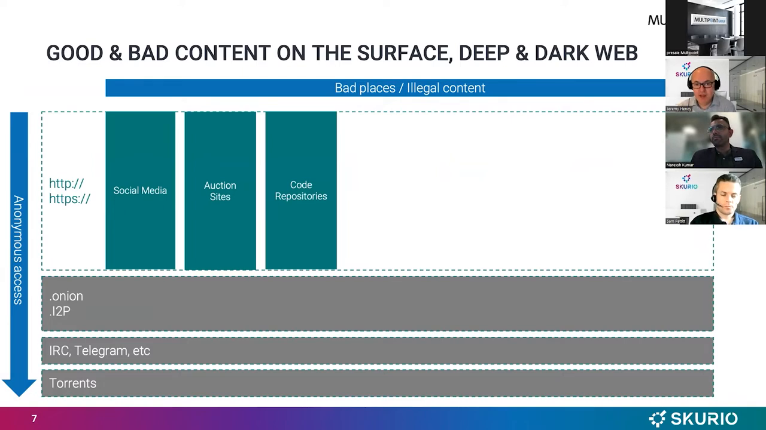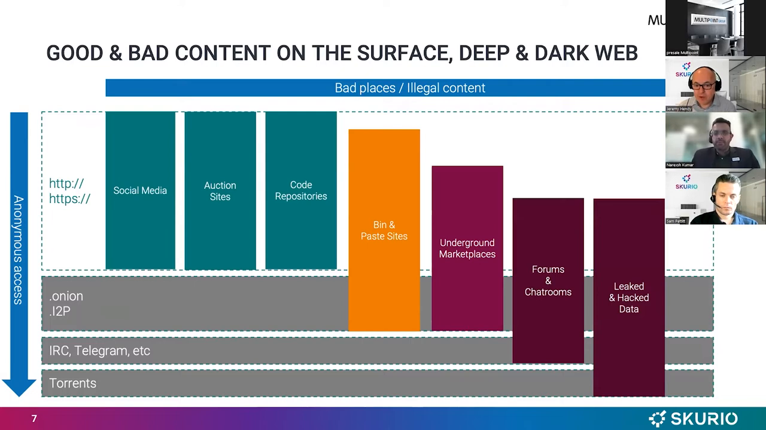You can think of it as being bad places, or it could be the anonymous access technologies like the Onion network, the Tor network we're going to be talking about today, but also other channels like IRC, Internet Relay Chat, Telegram, Torrents. And there's lots of different sites. So social media sites, auction sites, code repositories like GitHub and Pastebin that are used generally for good purposes, are also used sometimes for sharing and leaking stolen data or exploits.